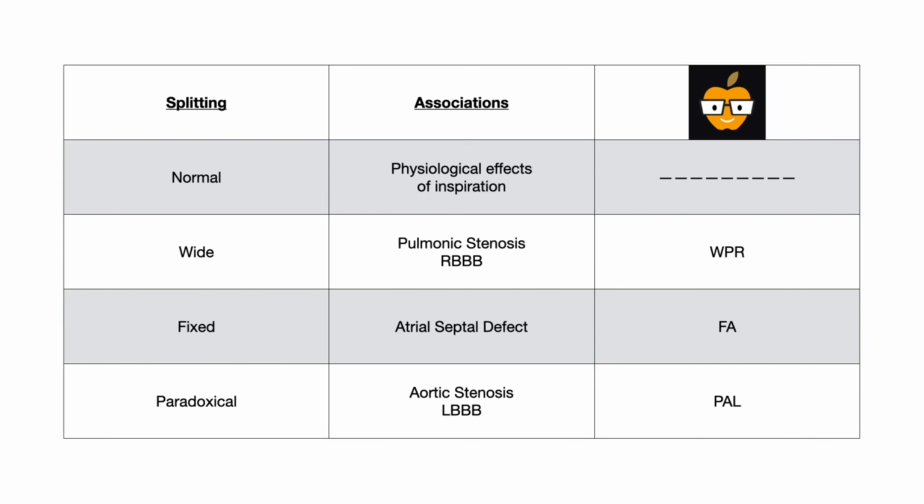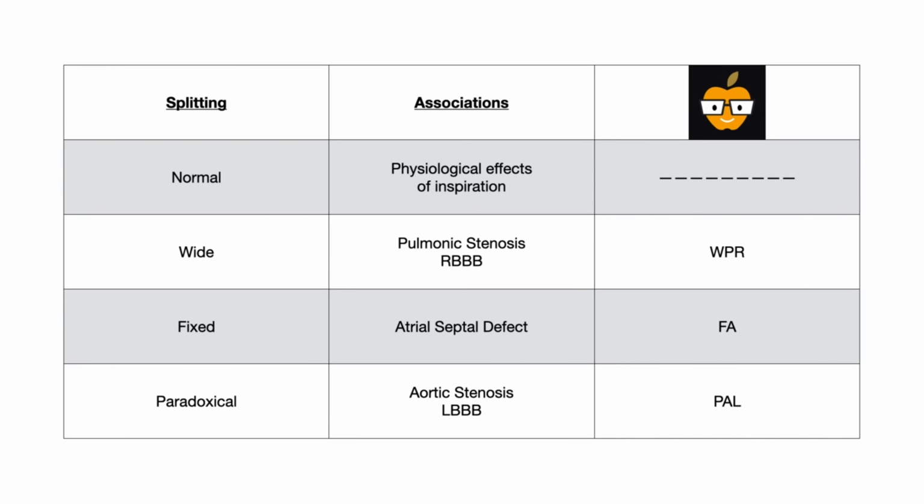Remember that if you see the P2 component of the S2 not changing with a breath in or a breath out, that has to be due to a left to right shunt. And then paradoxical is associated with any condition that delays the aortic valve closure. That's paradoxical because then you're taking a breath in and renormalizing what should be reversed to begin with.